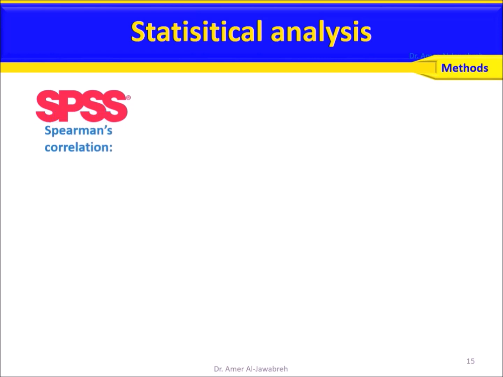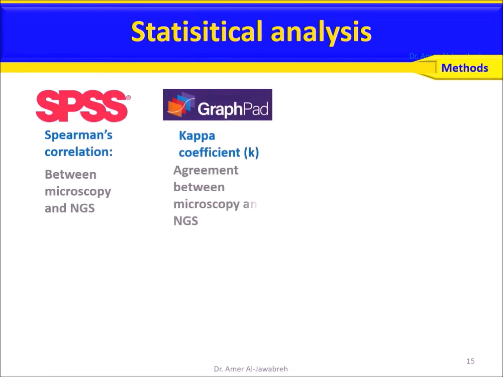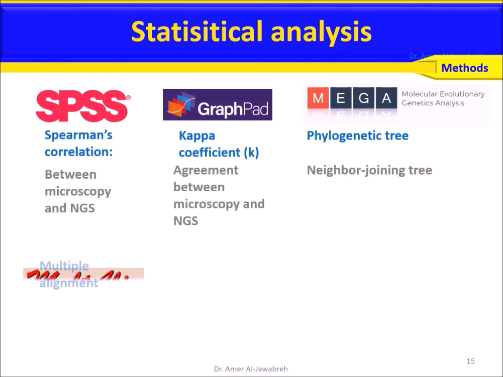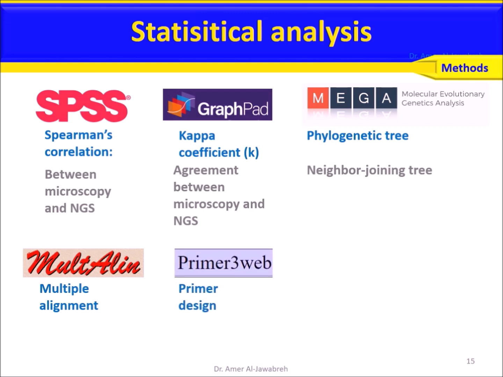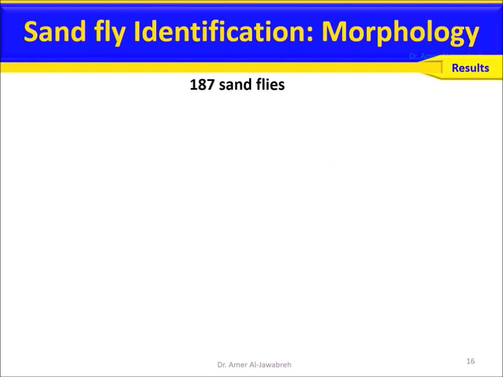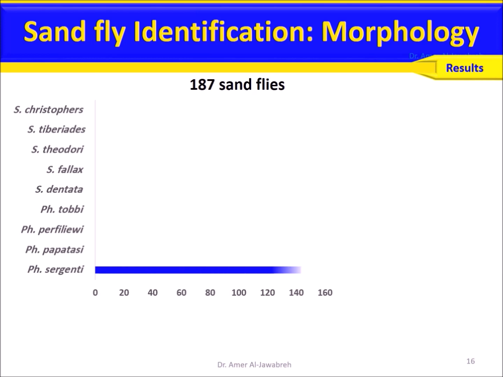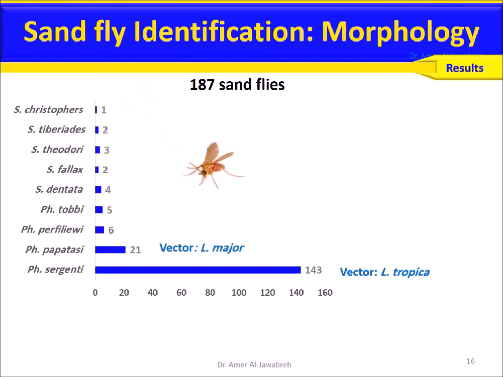Statistical analysis. The statistical tests, Spearman's correlation, Kappa coefficient, phylogenetic tree, multiple alignment, and primer design were conducted using these software packages. Sandfly identification by morphology or microscopy. Of the 187 collected sandflies, 9 species were identified. The vast majority, 76%, were Phlebotomus sergenti, the L. tropica vector, followed by Phlebotomus papatasi, the L. major vector.